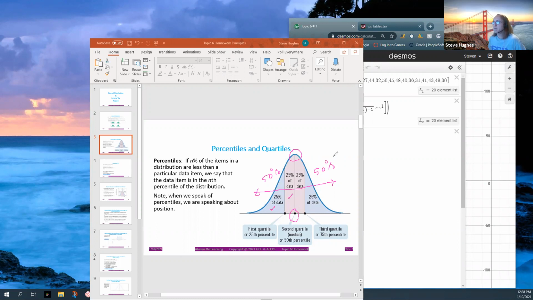Now, each one of these, as it's divided up here into 25%, you can call those quartiles. The first quartile is the 25th percentile. The second quartile, the 50th percentile. The third quartile is the 75th percentile. And the fourth quartile would be the whole thing, which would be 100%. Okay, so keep these in mind as we go. Everything is symmetric about the mean or the center of this distribution.